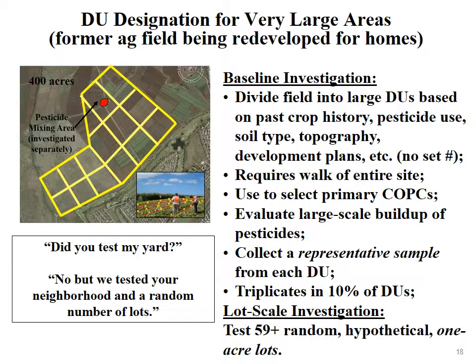So this is a typical approach for investigating very large areas, very large ag land parcels that are being redeveloped for residential use. The nice thing with this approach is because the developer's typically first testing the entire property, if a resident asks, did you test my yard, which is going to be economically impossible in most of these cases, just not feasible, they can say, we didn't test your yard, but we tested your neighborhood, these large DUs, and we tested a random number of lots. So this is a much better approach.